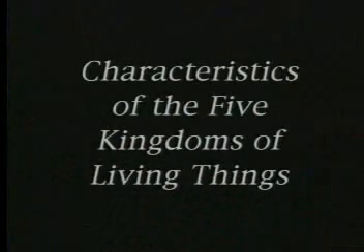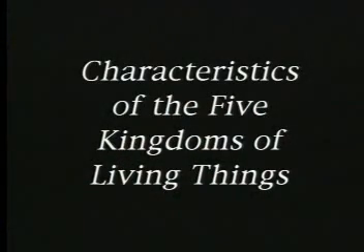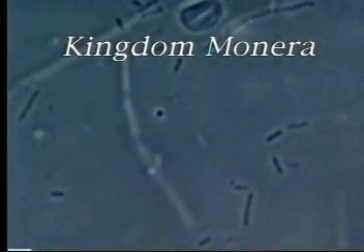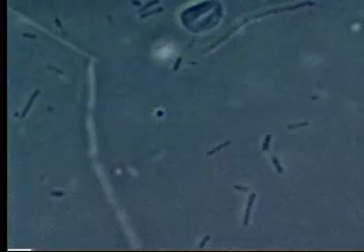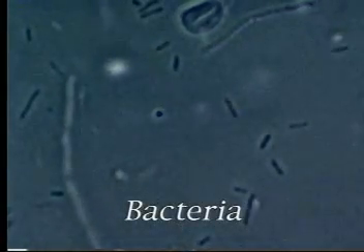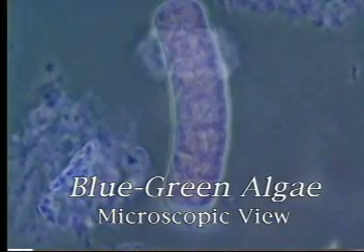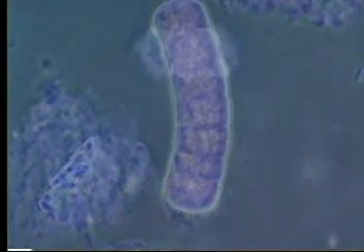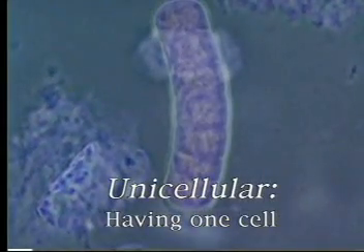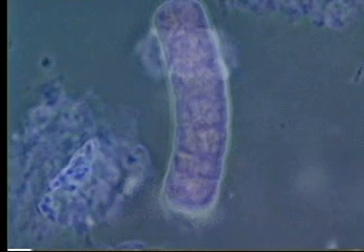The very simplest living things belong to the kingdom Monera. Many Monerans are of microscopic size. There are about 3,000 different types or species of Monerans. About half the species of Monerans are bacteria, while the other half are primitive plant-like organisms, like these, known as blue-green algae. All Monerans are unicellular, meaning they possess just one cell.